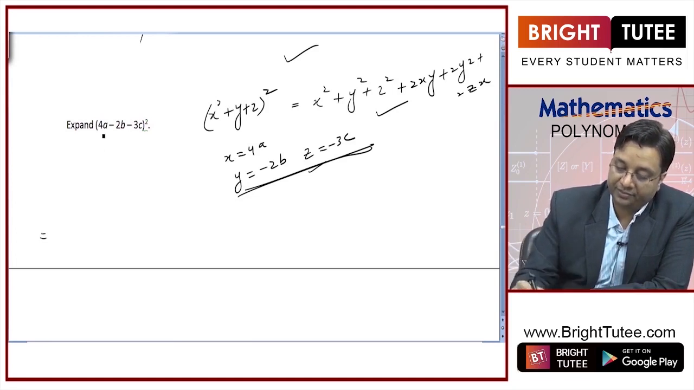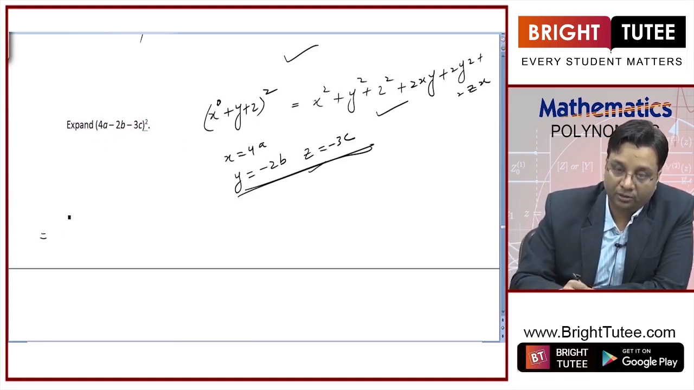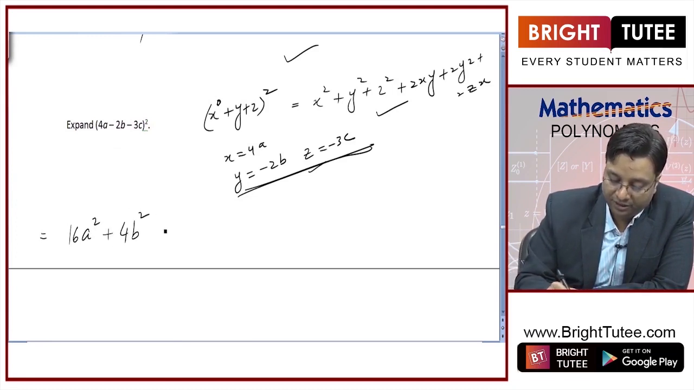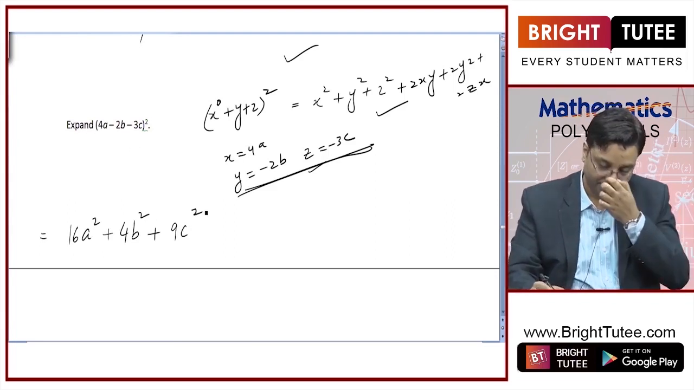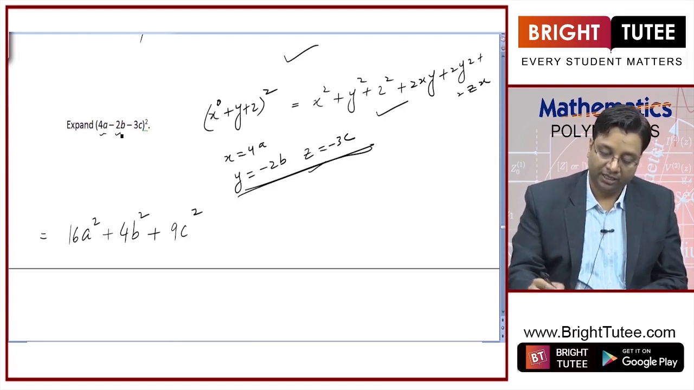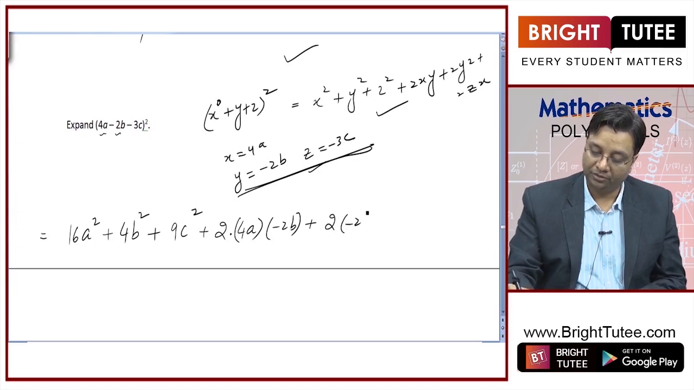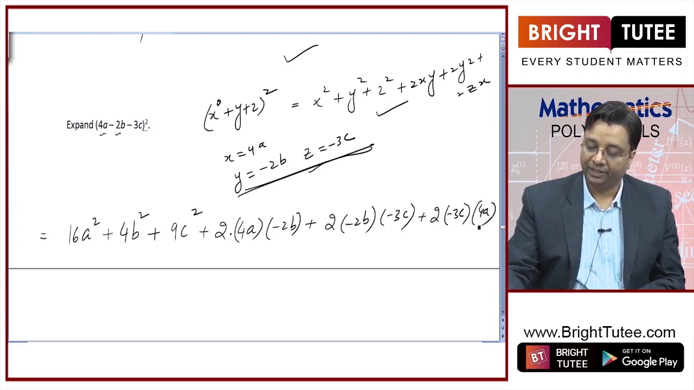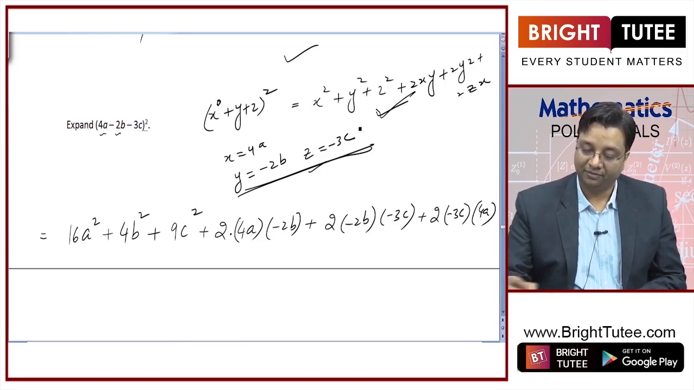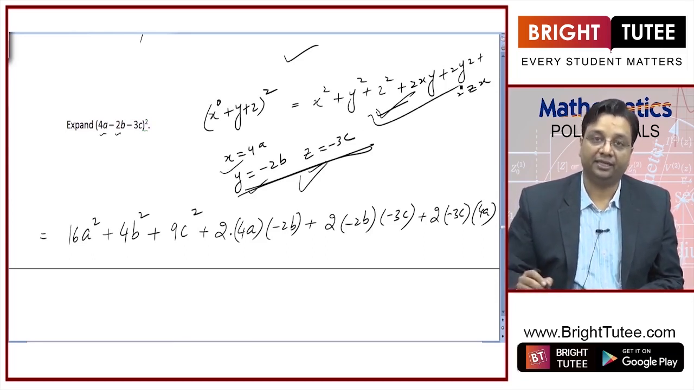A square, (4a) whole square will be 16a square, (minus 2b) whole square will be 4b square, and then (minus 3c) whole square will be 9c square, right. Then 2 into 4a into minus 2b plus 2 into minus 2b into minus 3c plus 2 into minus 3c into 4a, right. What I have done is I have simply replaced the values of x, y and z in this identity.